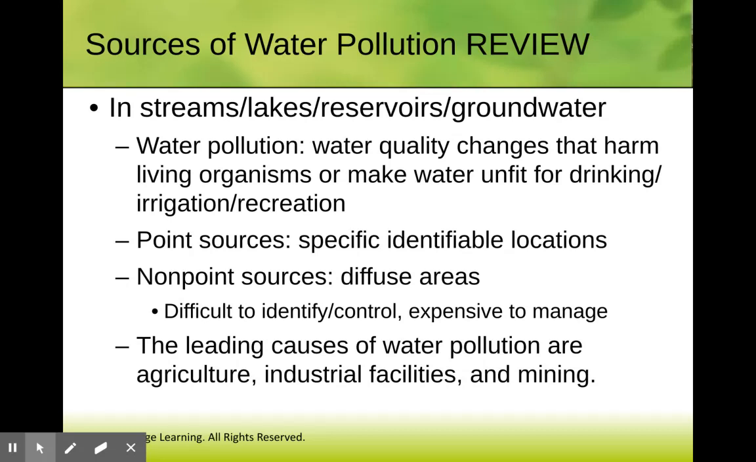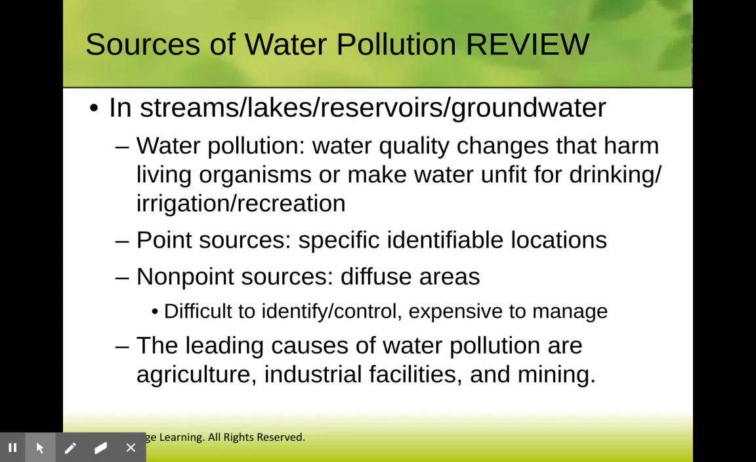All right, so the first thing we would need to do is to figure out some type of point sources. So specific identifiable locations in which we are polluting that area. That is the main cause. If we don't know, we will just have to deal with the area as non-point sources, so we don't know exactly where the pollution is coming from. This is hard to find, difficult to identify, control, and expensive to manage because you are covering a larger area.